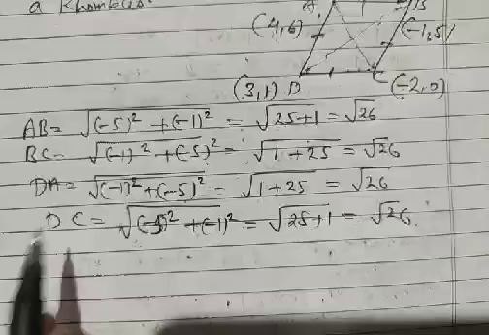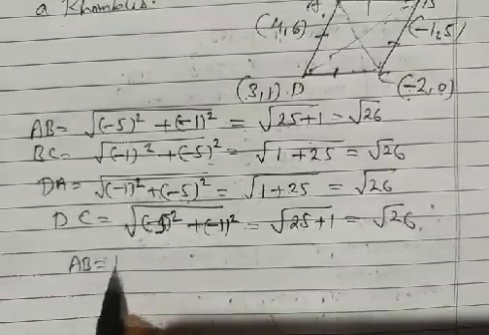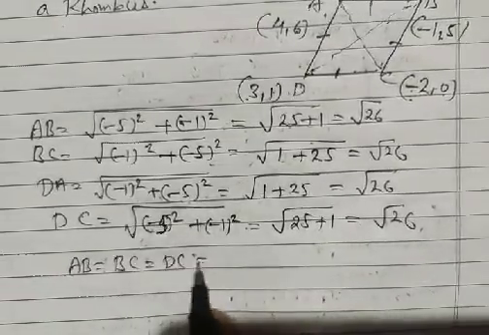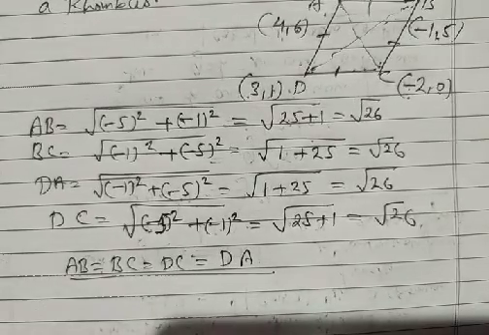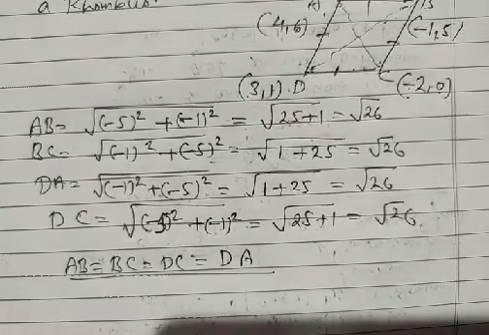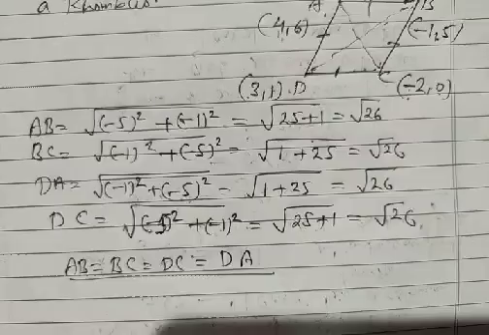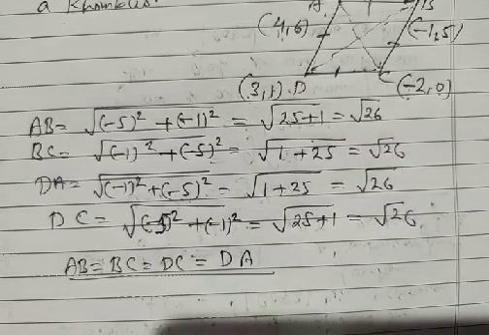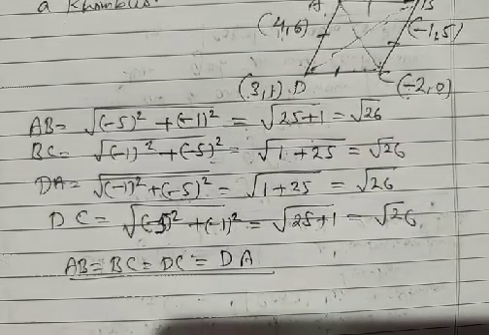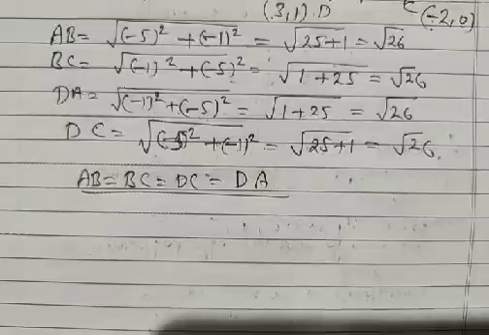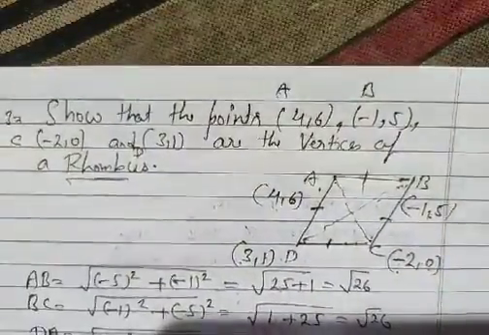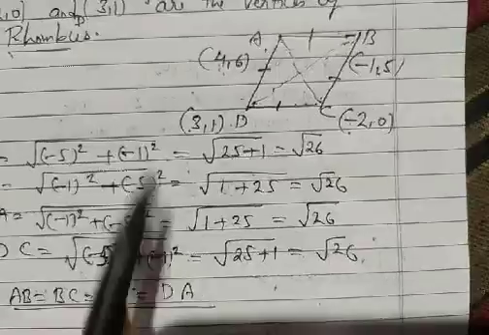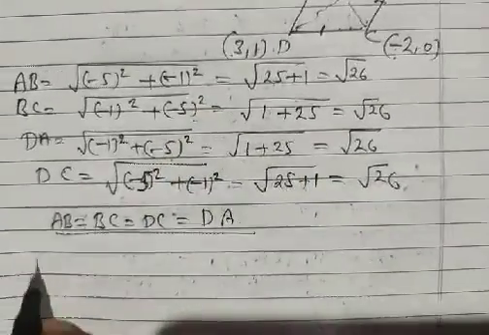Now we find that AB is equal to BC is equal to DC is equal to DA. All four sides are equal, but that alone is not enough to say it's a rhombus, because it may be a square. Now that ABCD has all four sides equal, we have to show that it's a rhombus. We have to find its diagonals also. Then we are going to find diagonal AC.